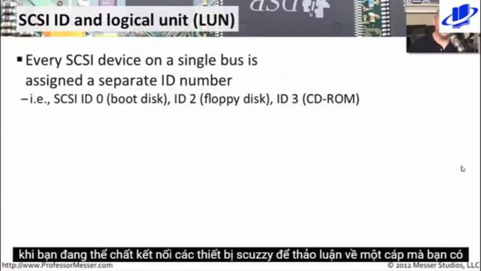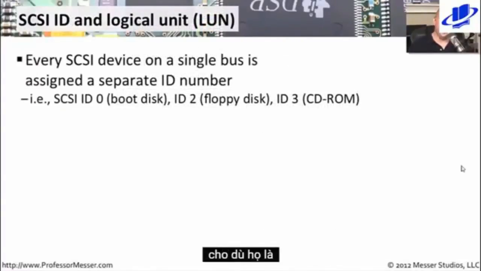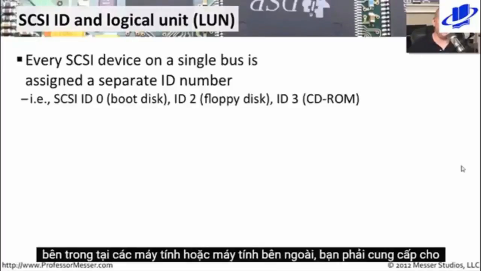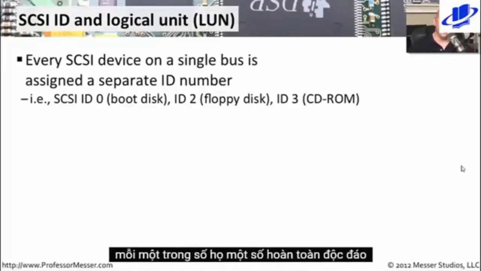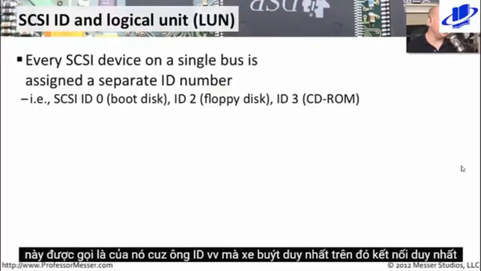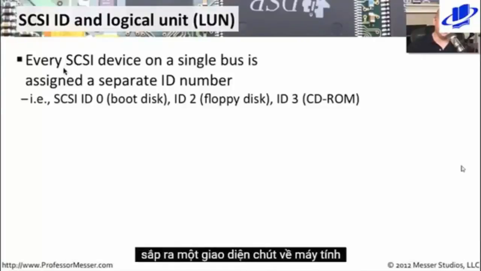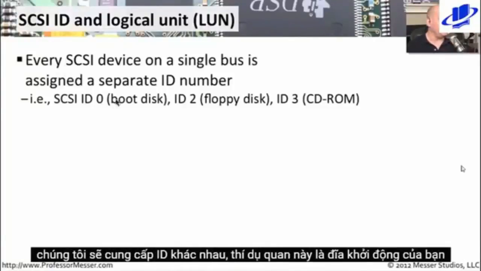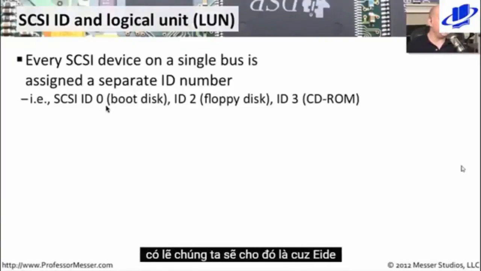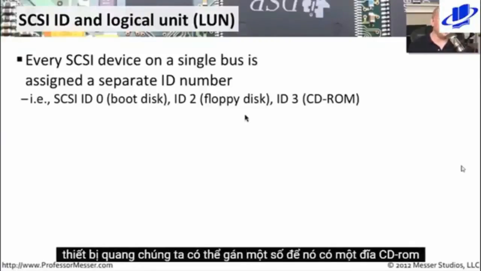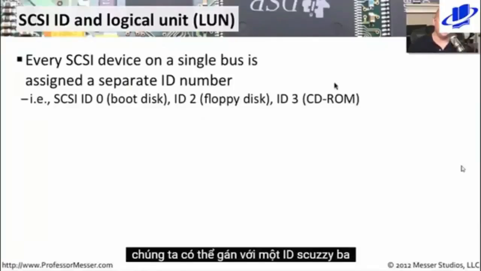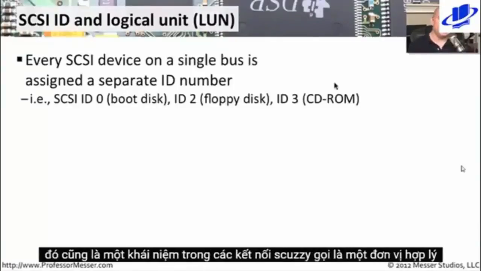When you're physically connecting SCSI devices to the SCSI cable that you have, whether they are inside of a computer or outside of a computer, you have to give each one of them a completely unique number. This is called a SCSI ID. So on that single bus, on that single connection coming out of an interface of a computer, we would provide different IDs. For instance, if this was your boot disk, maybe we'll give that SCSI ID 0. If there's a floppy disk or a scanner or an optical device, we might assign that a number 2. If there's a CD-ROM, we might assign that a SCSI ID of 3.